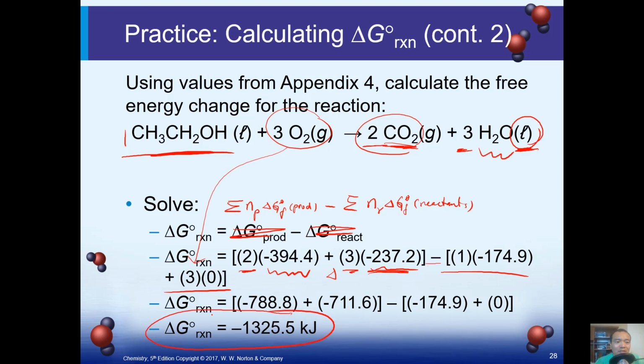And this does make sense because this process is a combustion process, and indeed it is a spontaneous process. For a spontaneous process, delta G is smaller than 0.